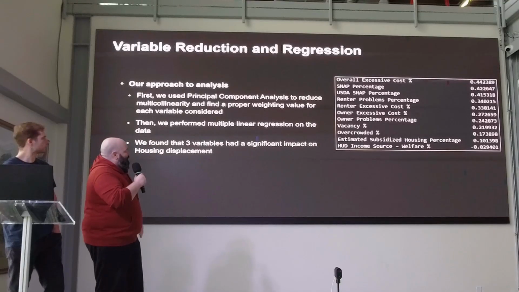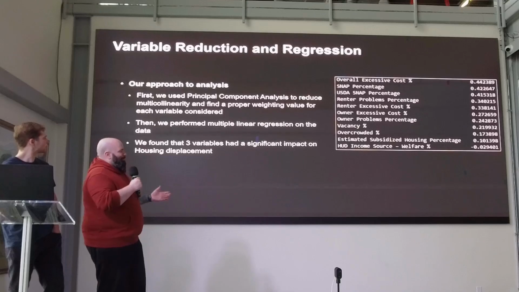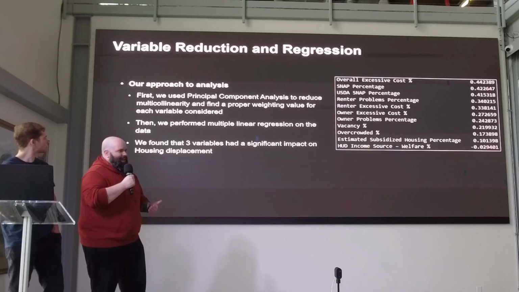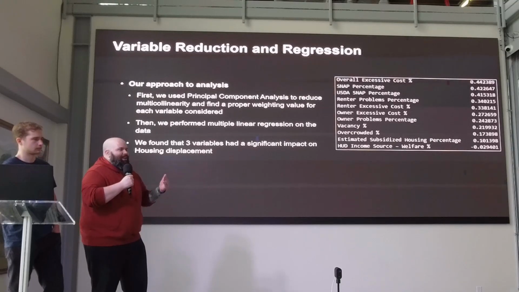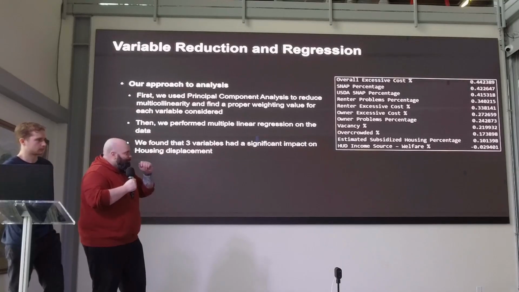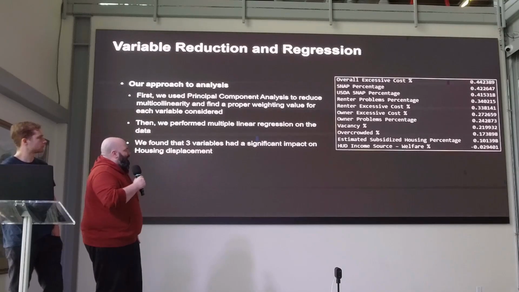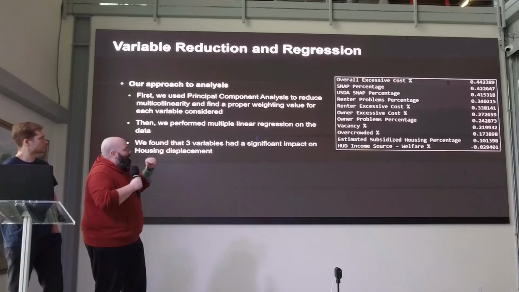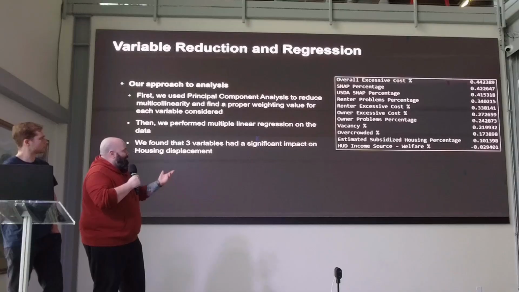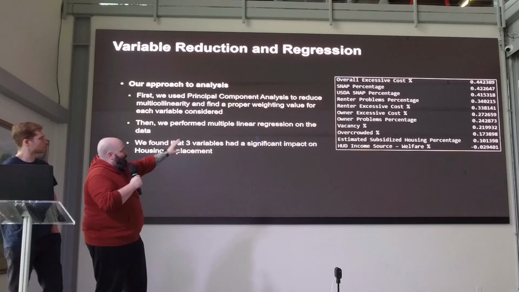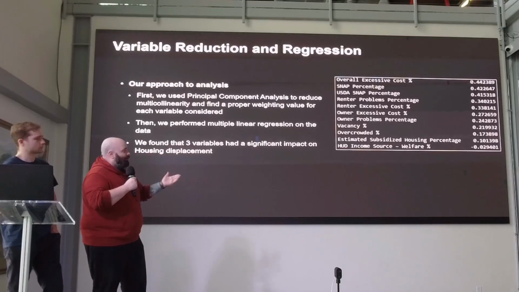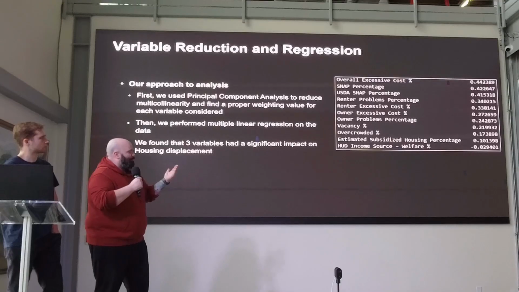We then took those, and like a lot of the other teams, we ended up doing principal component analysis so that we could have one index measure to look at when we later went on to do the regression. These are the weight values that we got out of the PCA process. So overall excessive cost percent and SNAP percentage, both. There was a USDA one and then a separate one that also measured the same thing. We weren't sure if that should overlap or anything, so we left them both in.